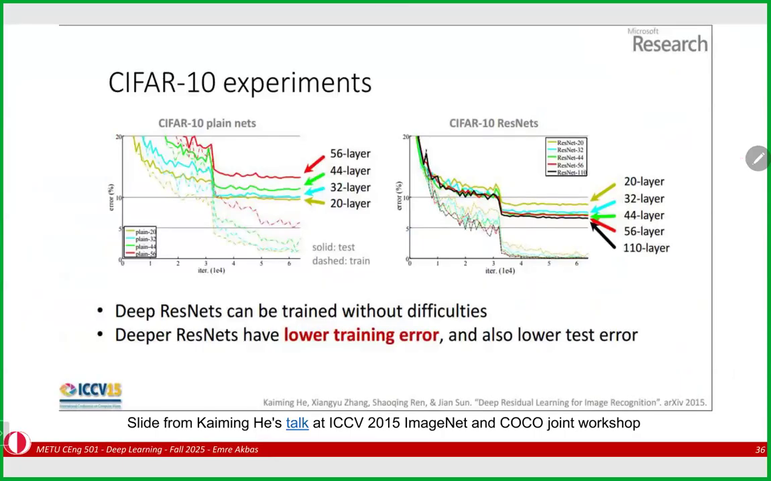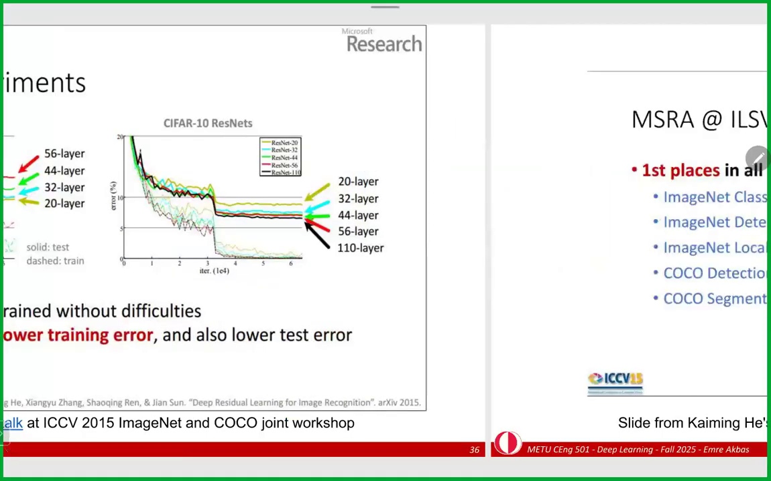And by doing so, they show that on CIFAR-10, for example, this is plain nets, and as you stack up more layers, the error goes up. But with ResNets, it's the other way around. As you add more layers, your test error goes down. And the train error also, but you cannot see it here. With this technique, they were able to go up to 110 layers. So this is now the revolution of depth. Lower training error and also lower test error.